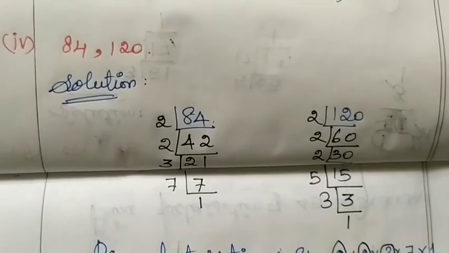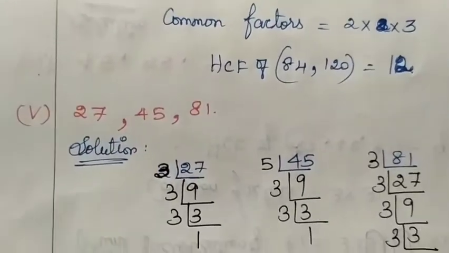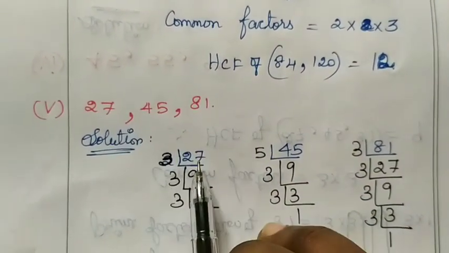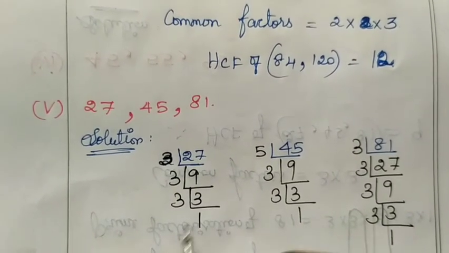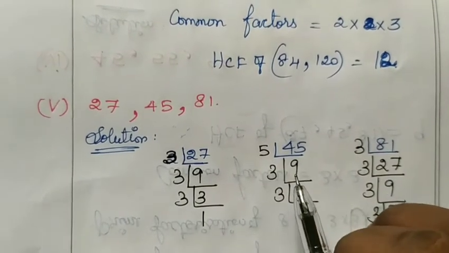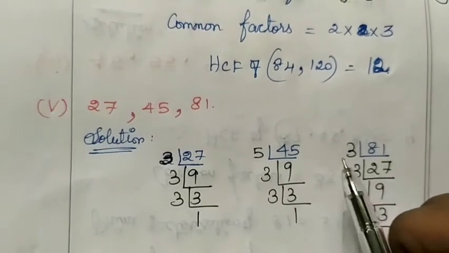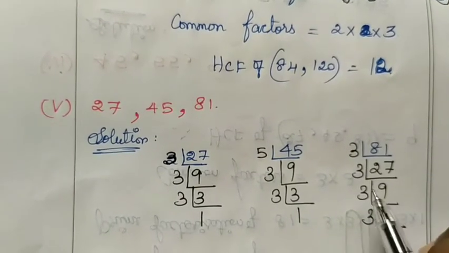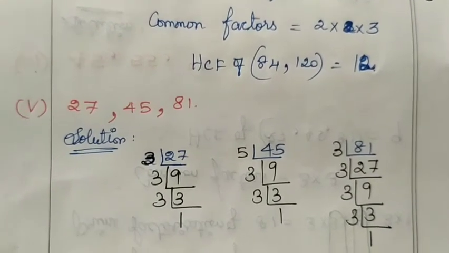Refer to it. Next we see how to find the common factors for 3 numbers: 27, 45 and 81. 27 comes in the 3 table, 9 3s are 27, 3 3s are 9 and 1 3 is 3. Go to next, 45 comes in the 5 table, 9 5s are 45, 9 comes in the 3 table, 3 3s are 9, 1 3 is 3. 81 comes in the 3 table, 27 into 3 is 81, and 9 3s are 27, 3 3s are 9 and 1 3 is 3.